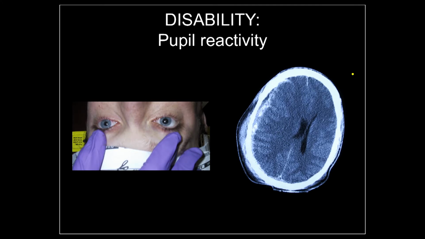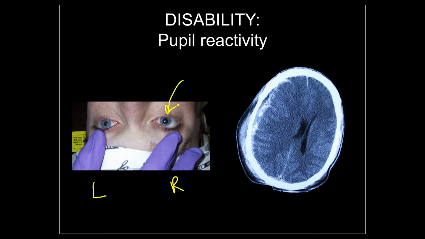This is another patient with a blown pupil. If we look very carefully, this is the left side and this is the right side. And if we look at that right pupil, we can see that it's dilated in comparison with the left side. And if we were to shine a light into it again, it wouldn't react.